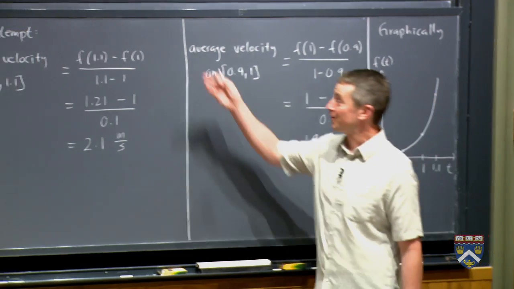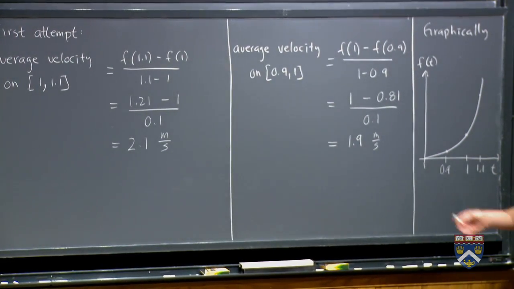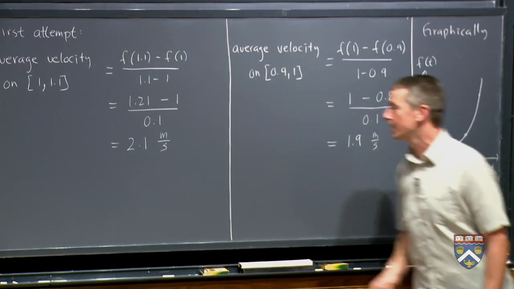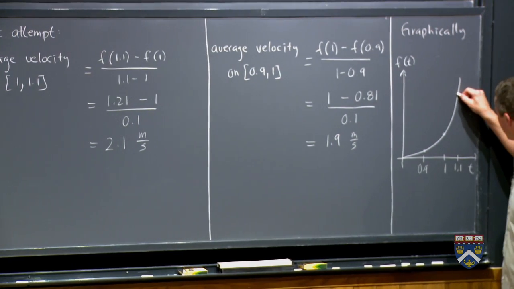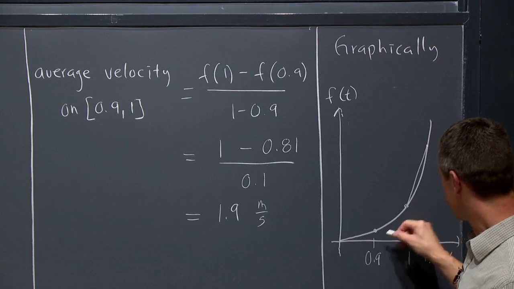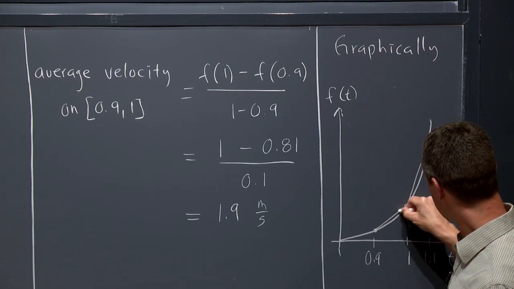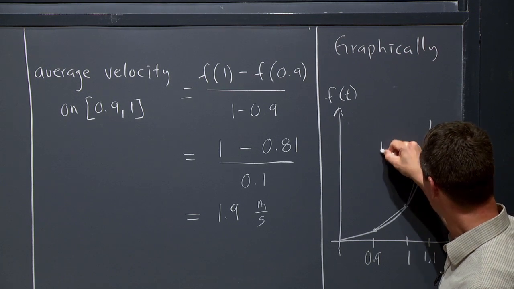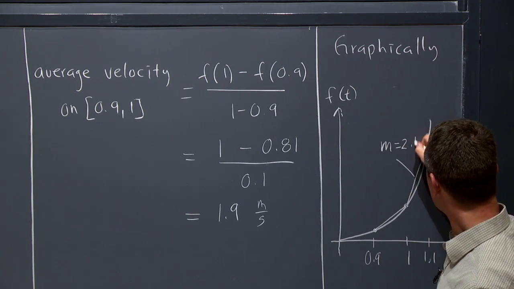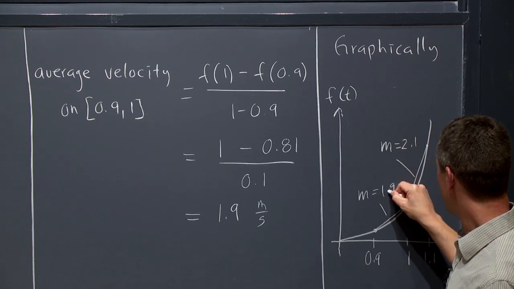So now we've looked at this as a formula, as a number, and as promised before, we'll look at it graphically. These are secant lines. This 2.1 is the slope of the secant line that connects these two points. And this 1.9, this graph is intentionally not drawn to scale so that we can see the distinction, is the slope of this secant line. So this slope here is 2.1, and this slope down here is 1.9.